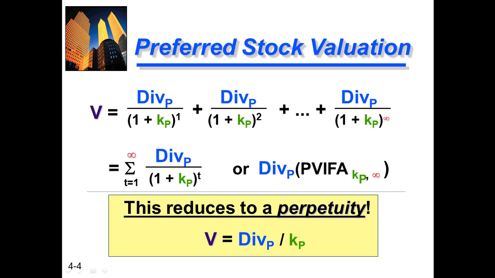So here you can see the summation. We sum all of the future discounted dividends: the dividend divided by (1 plus KP) to the power T. This reduces to a perpetuity. As I told you before, it's the same like the perpetual bond. In perpetual bond we used V is equal to interest divided by KD. So here we use V is equal to dividend of P divided by KP.